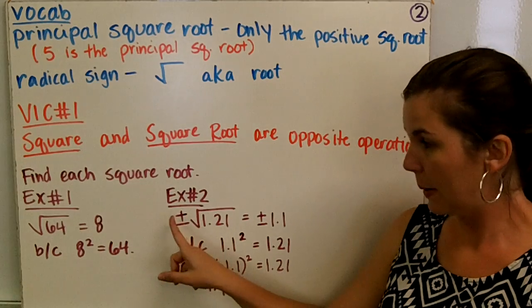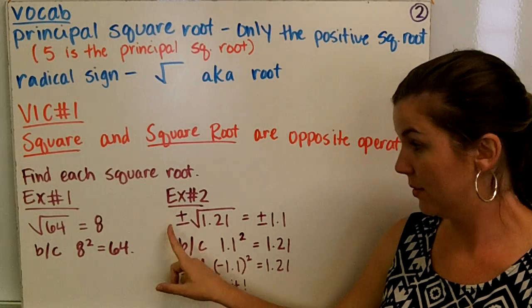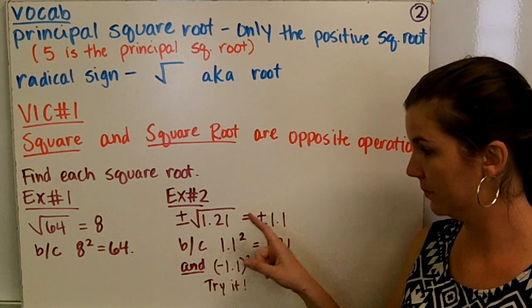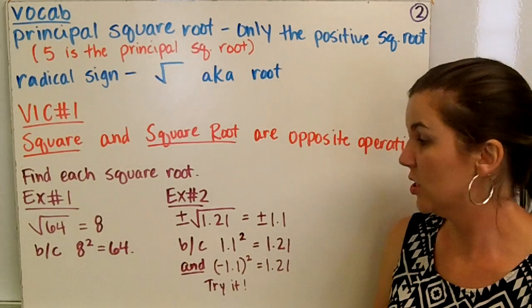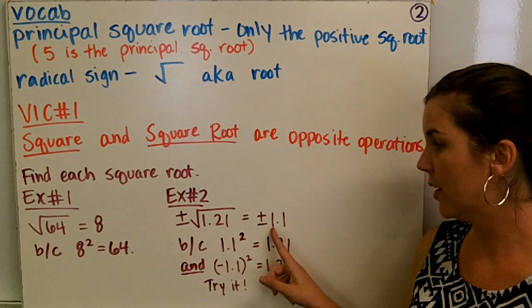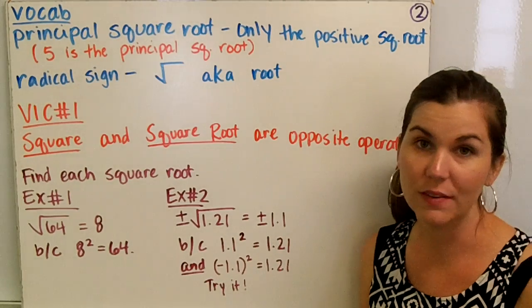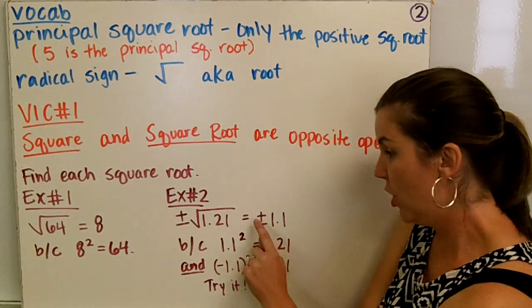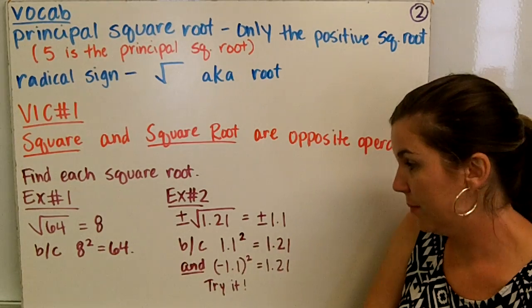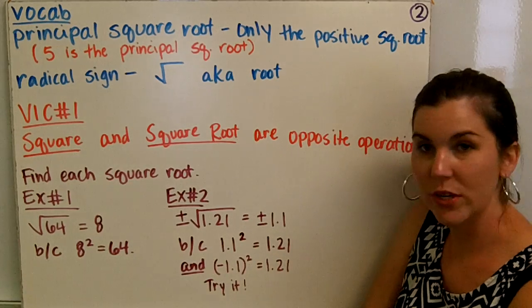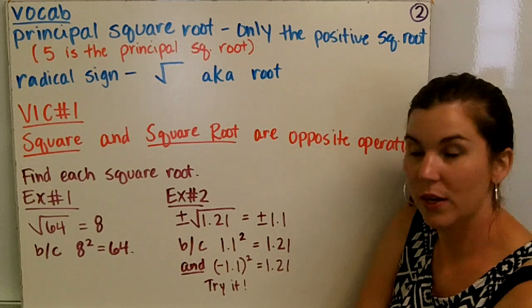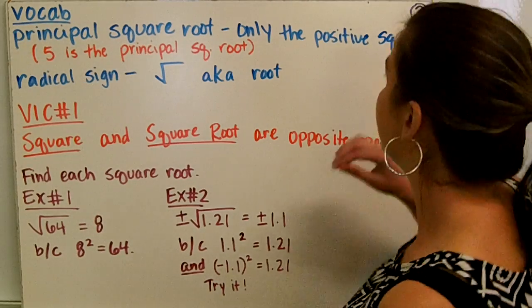Example number 2: plus or minus the square root of 1.21. Now, if you type in your calculator the square root of 1.21, you will get 1.1. The calculator only gives you the principal square root, but because it has the plus or minus out front, you want to include it in your answer. 1.1 squared is 1.21, and negative 1.1 squared is 1.21. You can try that on your calculator.